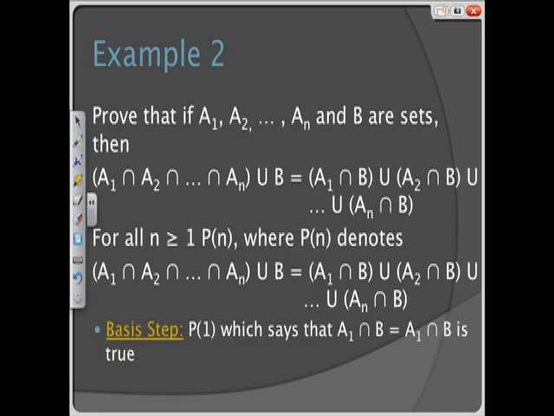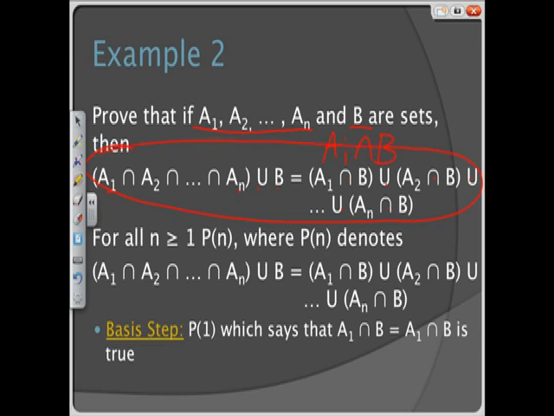Alright, this brings us to example 2. Say we have the sets A1 through An and B. Then we want to show that the intersection of the sets A1 through An, union B, is equal to the union of the intersections of the individual sets Ai and B. So for all n greater than or equal to 1, P(n) is true, where P(n) just denotes this statement up here.